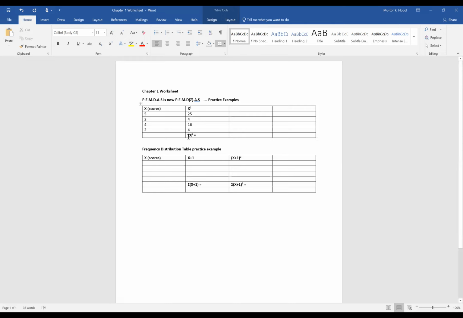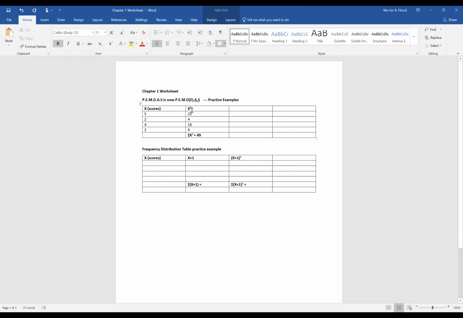Lastly, if we're trying to solve this equation, we're going to take those squared scores and add them up because we have this sigma right here. So 25 plus 4 plus 16 plus 4 is going to give us 49. That's the answer for the first question.